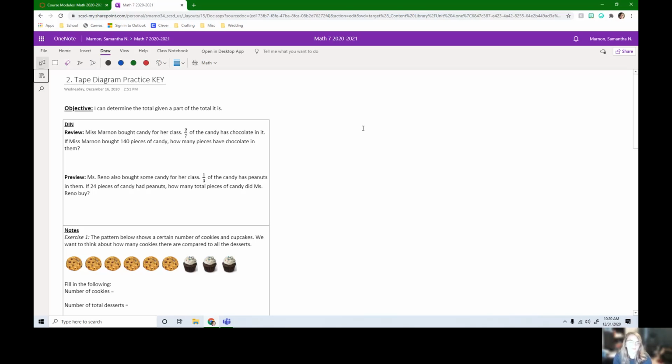So we're going to work on Unit 4, page 2 in class notebook today. So our objective: I can determine the total given a part of the total it is. It sounds a little weird, but if I say 1/2 of some total number is 50, that total number is 100. That's kind of what we're trying to get at.